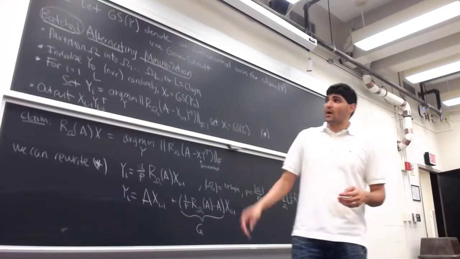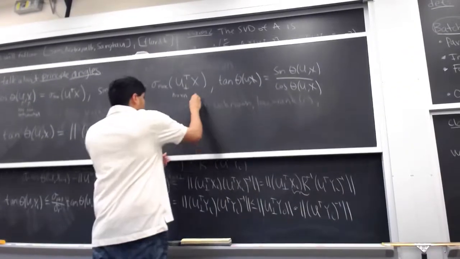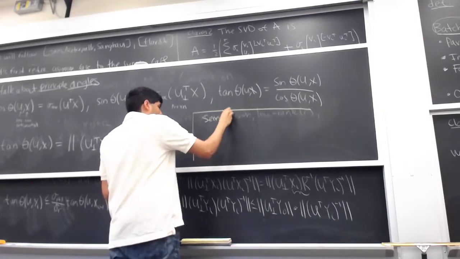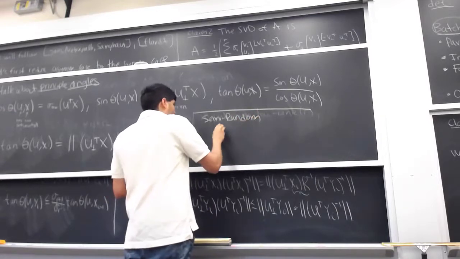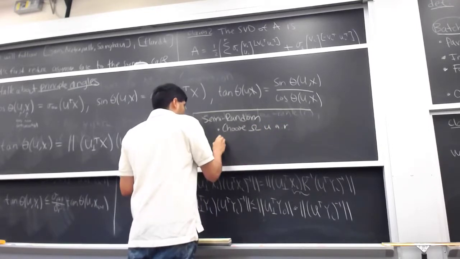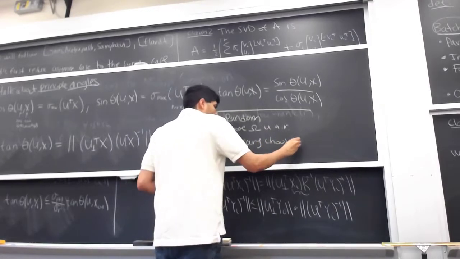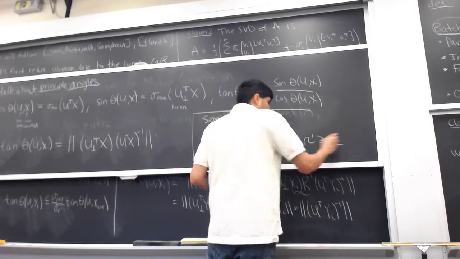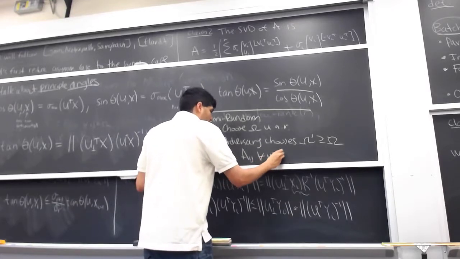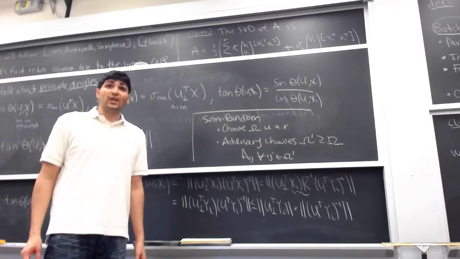So the same way, I can think about a semi-random model here, and I can define my semi-random model as follows. We first choose omega uniformly at random, and then an adversary chooses any omega prime that contains omega, and what you actually observe is A_ij for all ij in omega prime. So in this way, the adversary is only making your life easier.